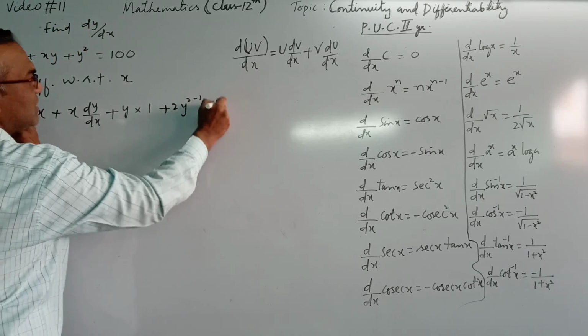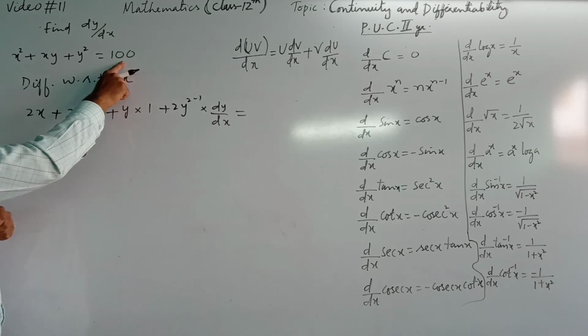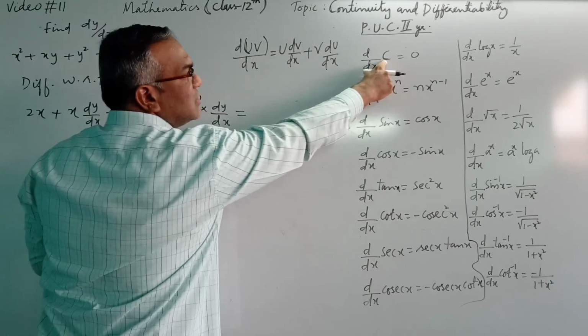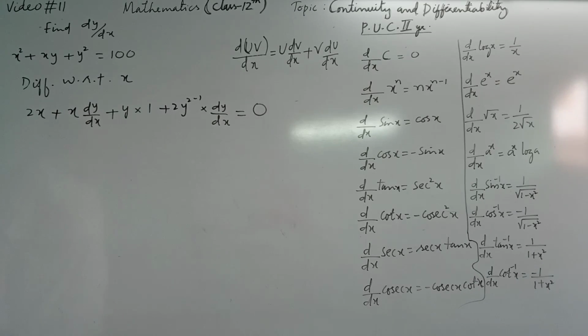Now differentiation of the base dy by dx is equal to, what about the differentiation of 100? 100 is a constant. Differentiation of constant is always 0. Let it be 100 or 1000 or 1 million.